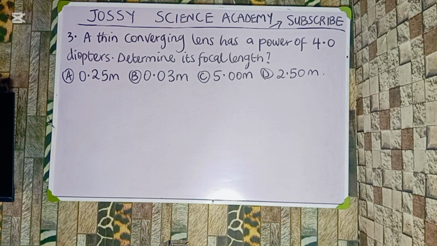A thin converging lens has a power of 4.0 diopters. Determine its focal length. Option A, 0.25 meters; option B, 0.03 meters; option C, 5.00 meters; option D, 2.50 meters.